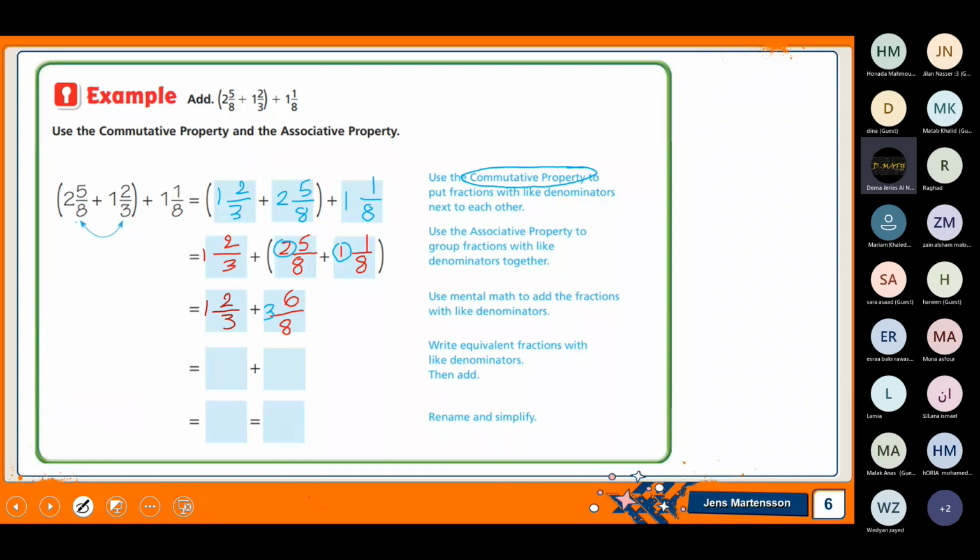Now look at 3 and 8 in the denominators. Are they the same? No. So what do we have to do? We need to find the common multiple, which is 24.